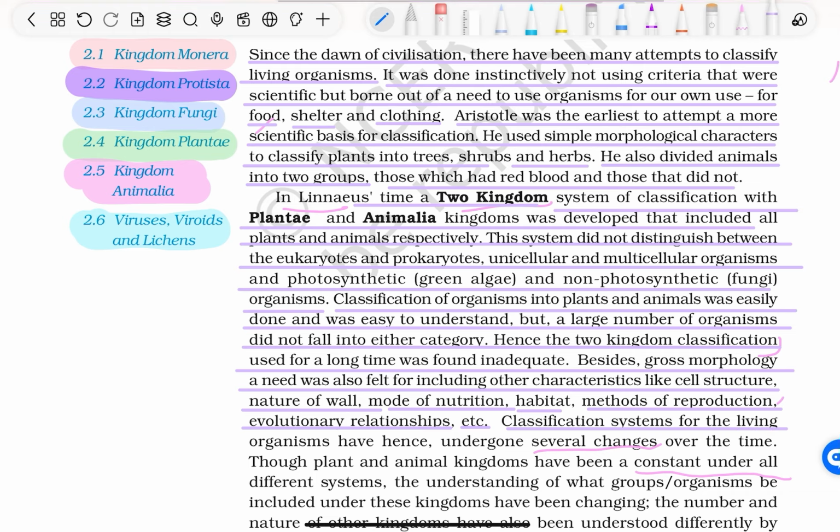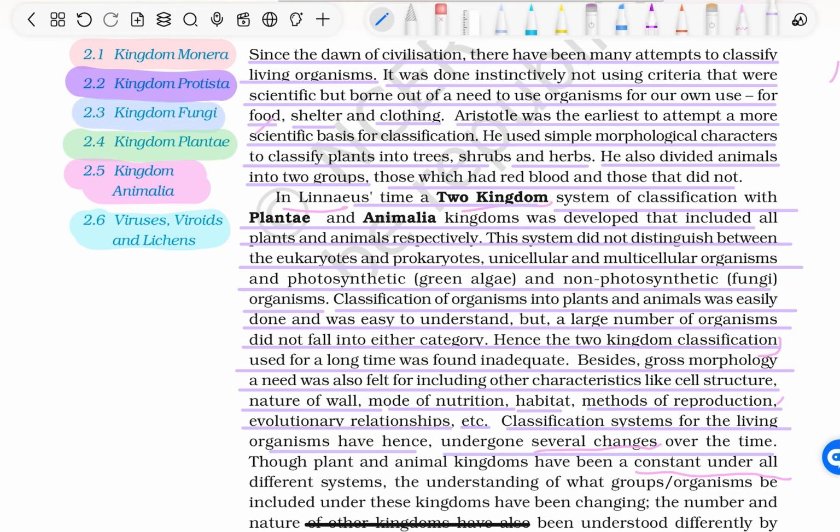Classification systems for the living organisms have hence undergone several changes over time. Though plant and animal kingdoms have been a constant under different systems, the understanding of what groups or organisms be included under these kingdoms have been changing. The number and nature of other kingdoms have also been understood differently by different scientists over time.